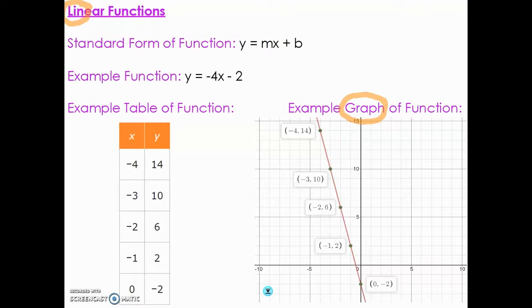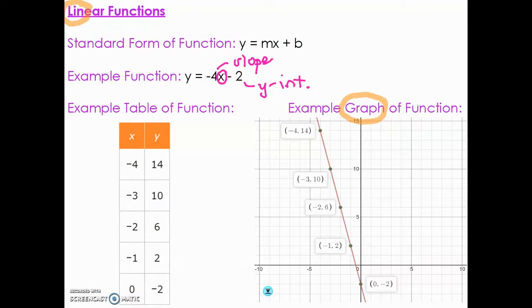So in this example here, my equation is y equals negative 4x minus 2. This is my slope, and this negative 2 is my y-intercept. Right away I know it's linear because I have a slope, a y-intercept, and I have just x. This x term is just x. There's no x squared to it. There's no exponent. It's just plain x.